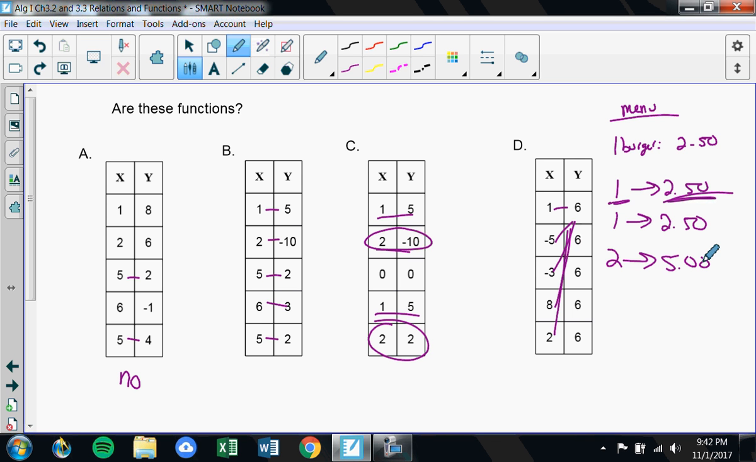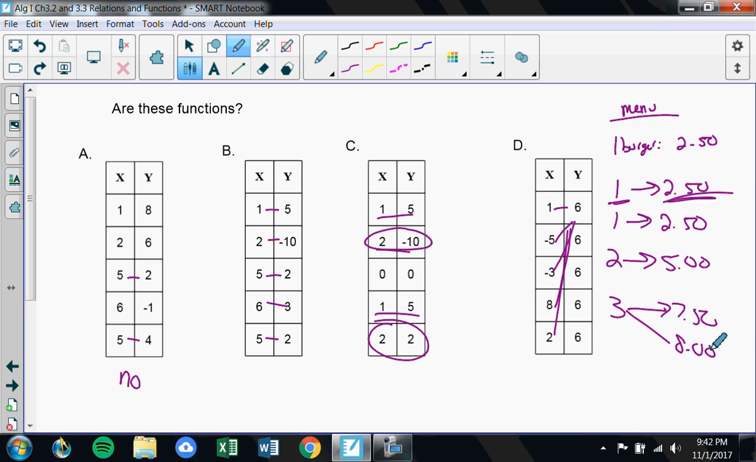A function means it's working. Things aren't going to break. But if I go to this burger joint, and I order 3 burgers, and it costs $7.50, and you go to the burger joint, and you order 3 burgers, and it costs $8, well, now 3 is going to $7.50, and 3 is going to 8. And that makes no sense.